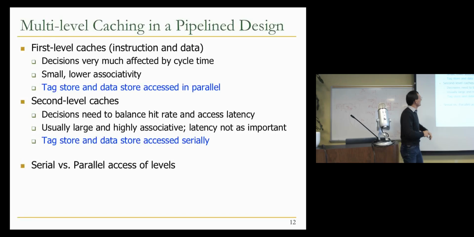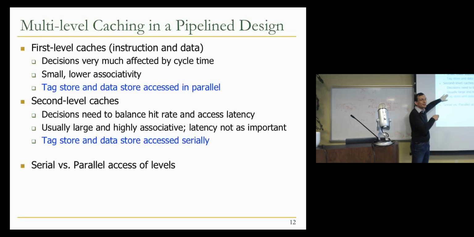Right? So these are usually large and highly associative. Latency is not as important. It's still important, especially in the second level cache, but not as important as the first level cache. So these can be bigger. And there's a third level cache. Again, latency is less important going over to the third level.